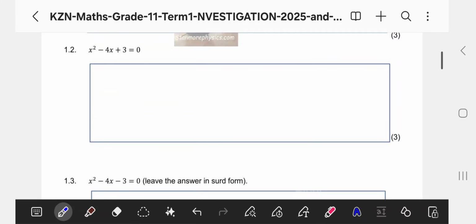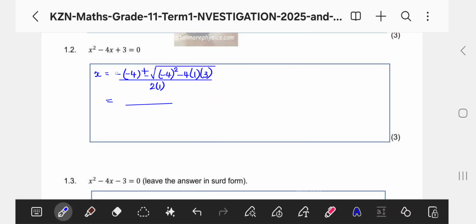We're now working with x squared minus 4x plus 3. Let's establish a, b, and c. In this case, a is positive 1, b is negative 4, and c is positive 3. I'm now going to substitute into the quadratic formula. So we have minus b plus or minus the square root of b squared minus 4ac all over 2a, so 2 times 1.